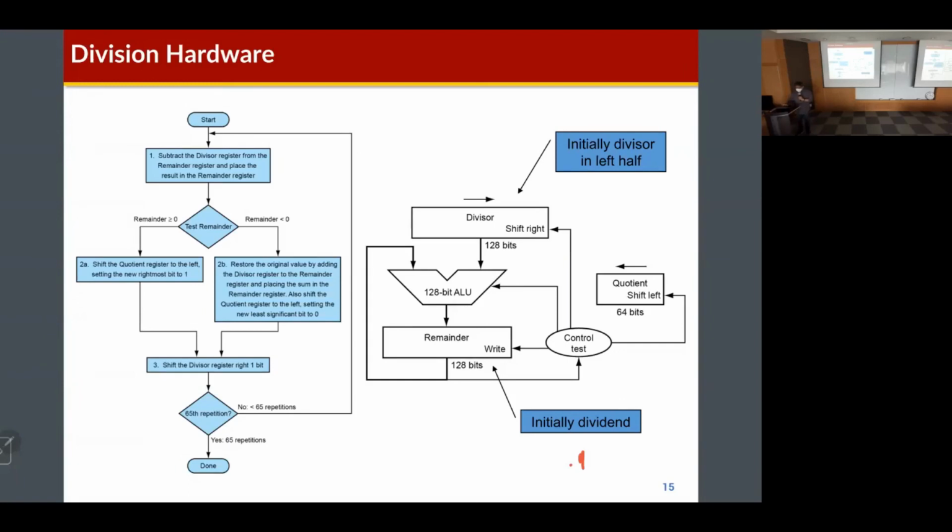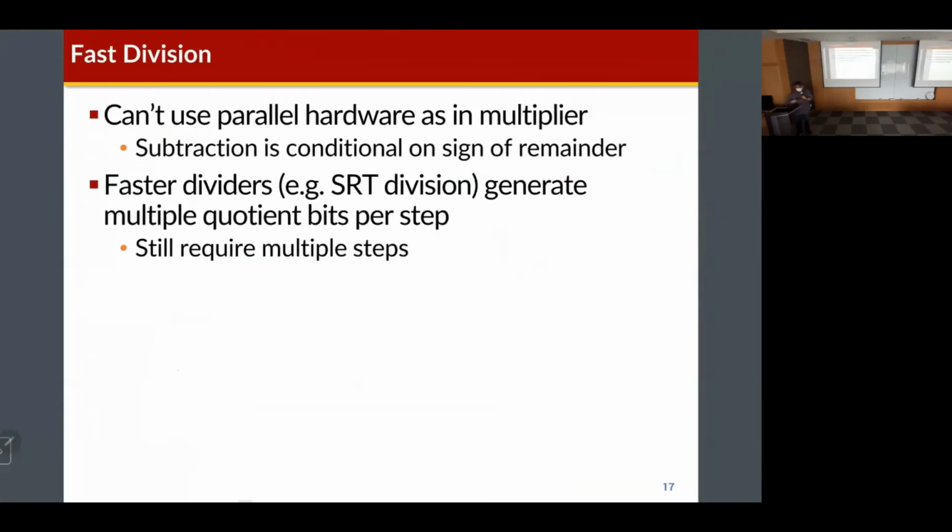But it's very hard to implement a fast divider. Some researchers developed fast divider algorithms like SRT division, but it still requires multiple steps. It is because the divider requires the comparison, and then based on the comparison, we need to perform the subtraction or not. And then it's very hard to parallelize this operation.